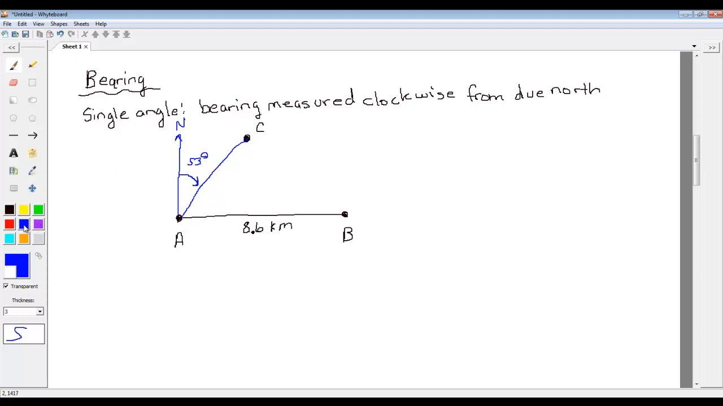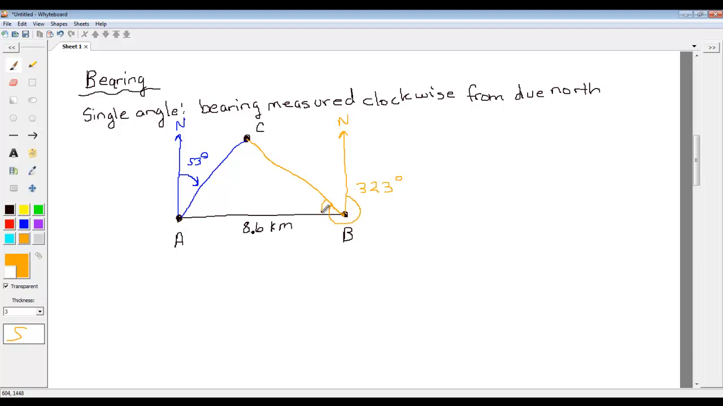Okay, then the airplane from station B simultaneously detects the same airplane on a bearing of 323 degrees. Okay, if you're talking about due north this direction, 323 degrees is going to take you clockwise around. And that's how you're going to get 323 degrees. Now you have to go clockwise from due north. And if that's 323 degrees, let's see, 90, 180, 270.